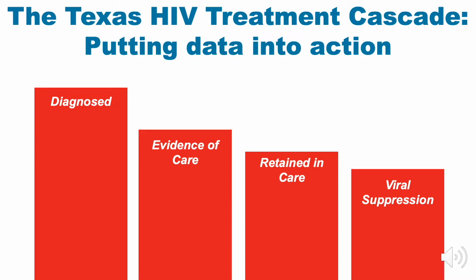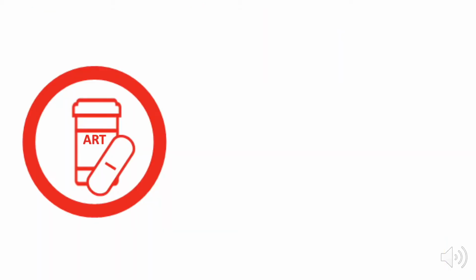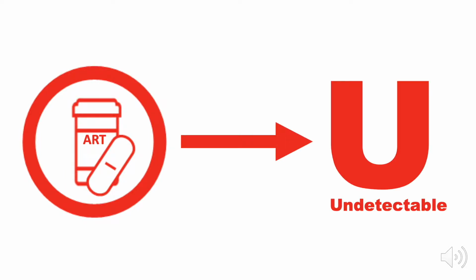Now that we know where our data comes from and some of the ways we can use it, let's take a look at one of the most common ways HIV data gets visualized, the HIV treatment cascade. The main goal of HIV treatment is to achieve viral suppression, which means the amount of HIV in the body is very low or undetectable. This is important for people living with HIV to stay healthy, have improved quality of life, and live longer.